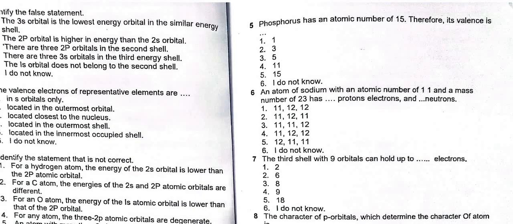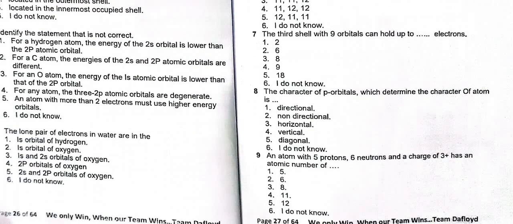Then number 7, the third shell with 9 orbitals can hold up to, the answer is 18. Each orbital slot can hold up to 2 electrons, so we just multiply 9 by 2. Hope that's okay as well. Number 8, the character of p orbitals which determine the character of an atom is directional, because p orbitals can be found on the x, y, or z axis. So the direction matters. That's what gives p orbitals the ability to determine the character of an atom.